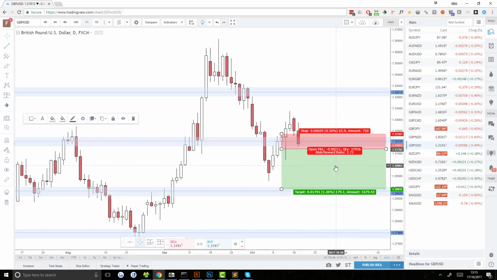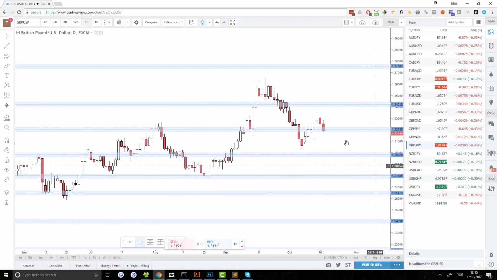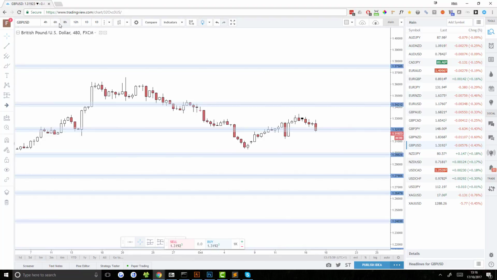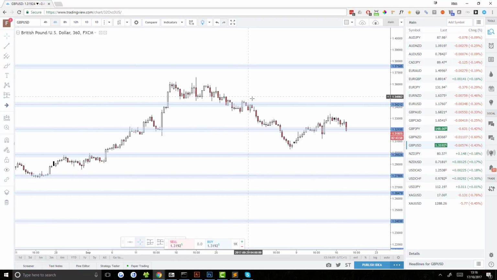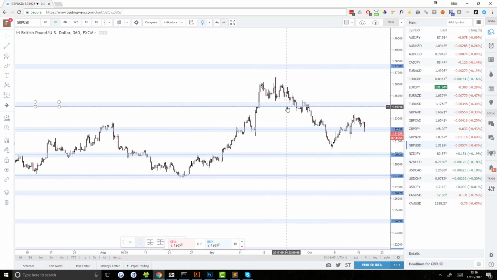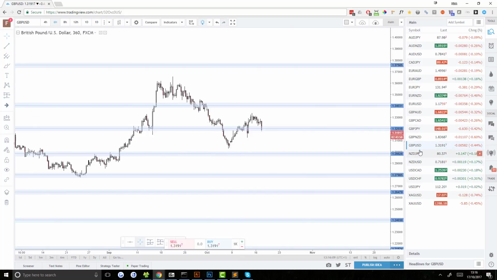What's going on with that? There's nothing much we can do here. I know it's on support, but I would struggle to say that this would be a continuation setup. Nothing much we can do here.